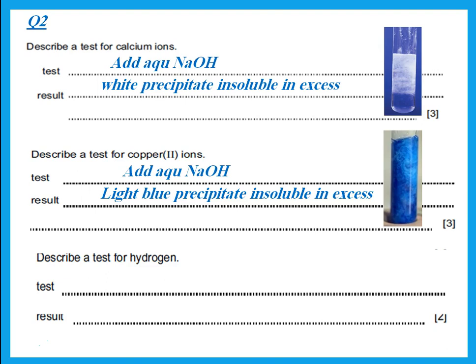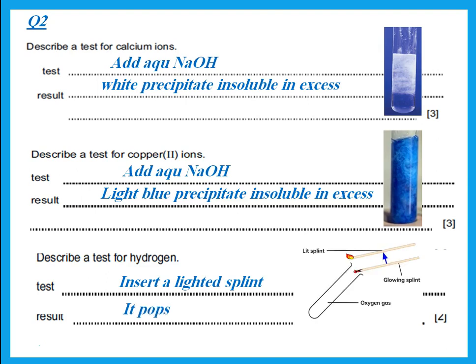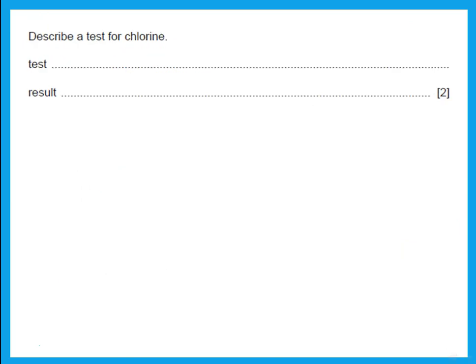Describe a test for hydrogen. What was the test for hydrogen? The test for hydrogen was to insert a lighted splint. Remember that we can either use a lighted splint or a glowing splint. For hydrogen, we use a lighted splint. If we use a lighted splint on hydrogen, it pops. For oxygen, we use a glowing splint.